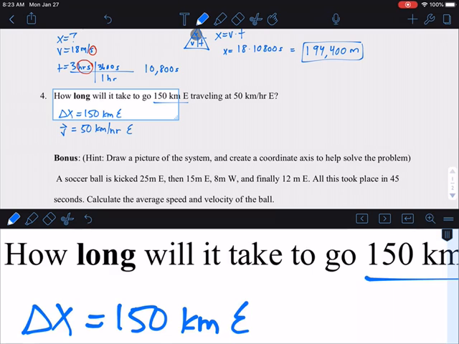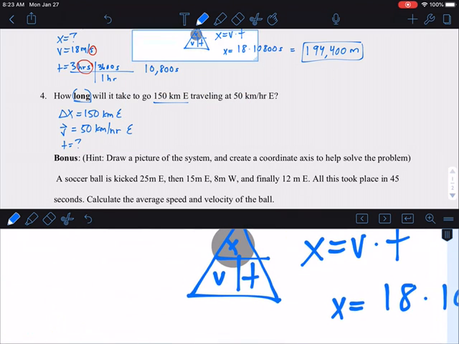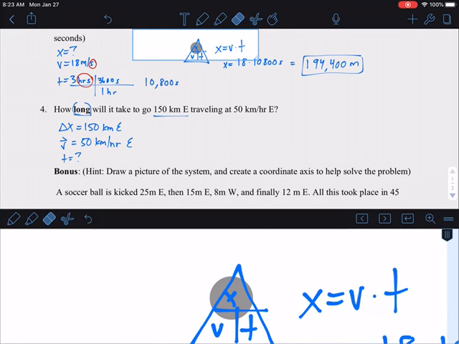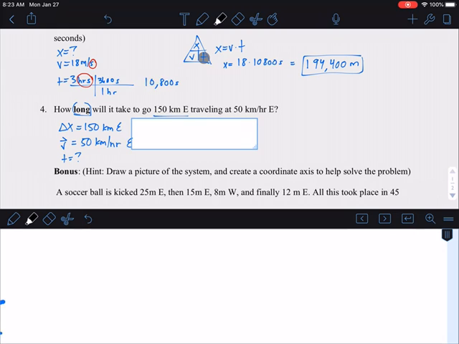What am I looking for? How long? How long is another way of saying how much time did it take. So if I scroll back up here to the triangle v, x, and t. What am I looking for? I'm looking for time, so that tells me to divide my x by my v. So time is equal to x over v.